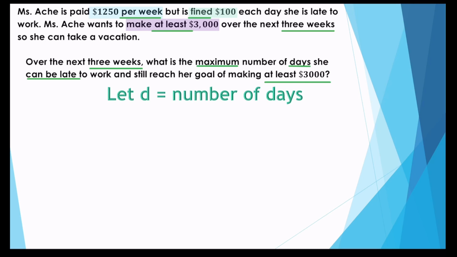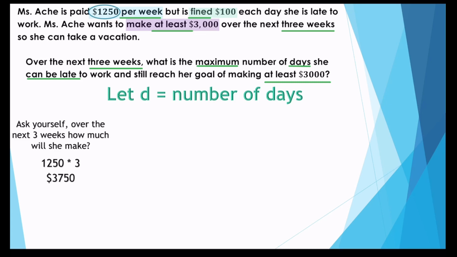So let's see what we would do here. How much will she make over 3 weeks? Write that down. What do you think? Remember, you're using a pencil so you can erase it. Well, it was $1,250 over 3 weeks. So we would do 1,250 times 3. So we know her income is going to be $3,750, right?